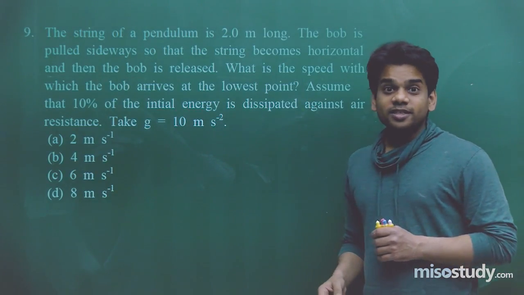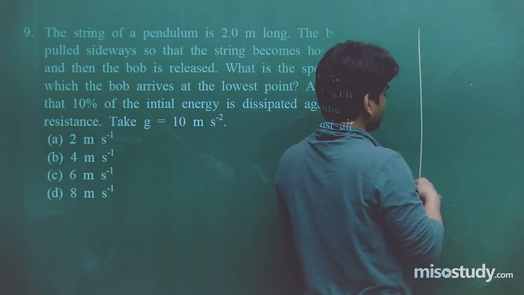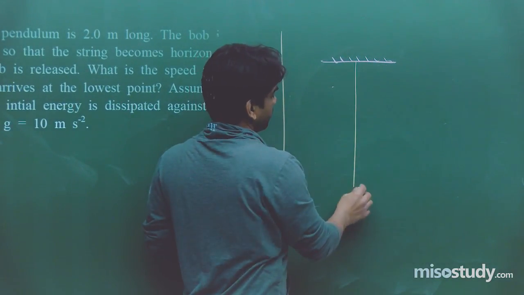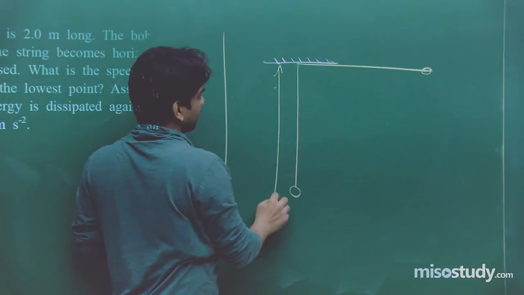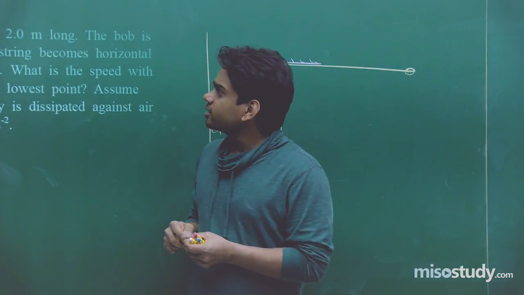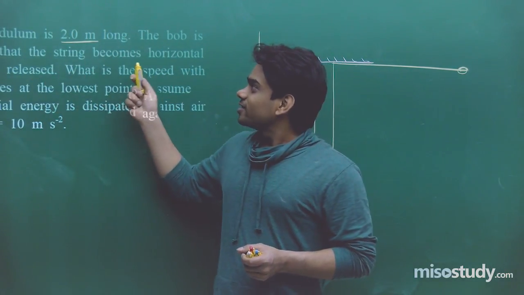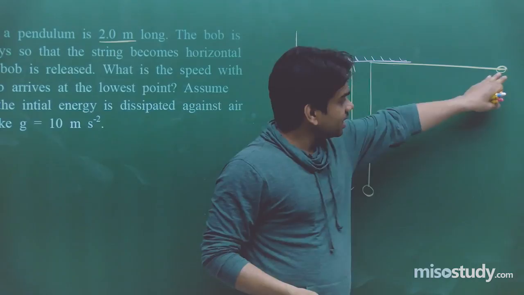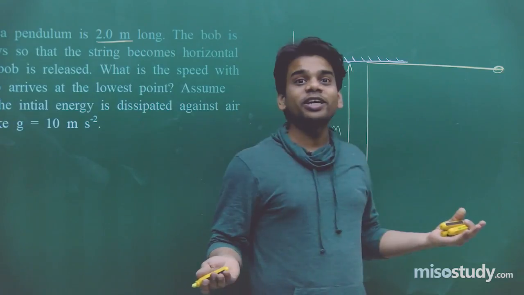It says that a pendulum bob you have taken, you have made it horizontal. So the situation will be somewhat like this. Pendulum bob is initially here, you have made it horizontal, it will be here. This length is given as 2 meter. It says that the string of pendulum is 2 meter long. The bob is pulled sideways so that the string becomes horizontal and the bob is released. Now if you release this bob, what will happen? It will come down, all its potential energy will be converted into kinetic energy, but 10% of it is lost.